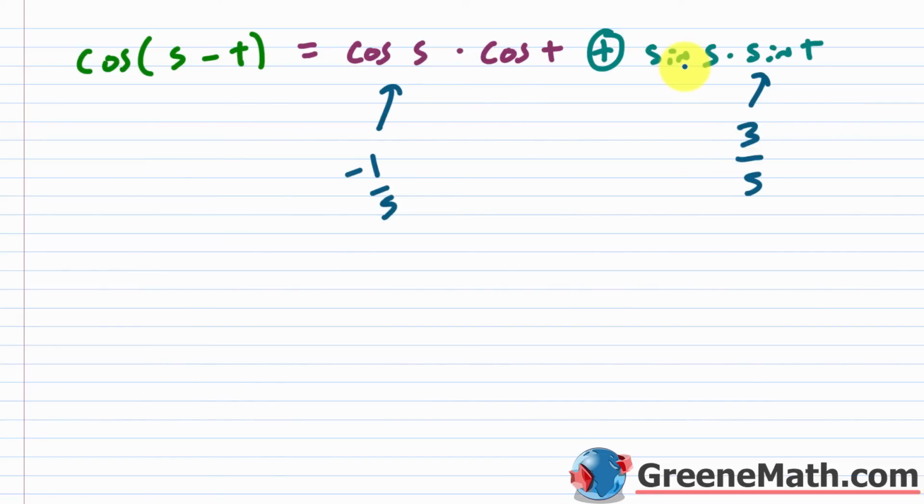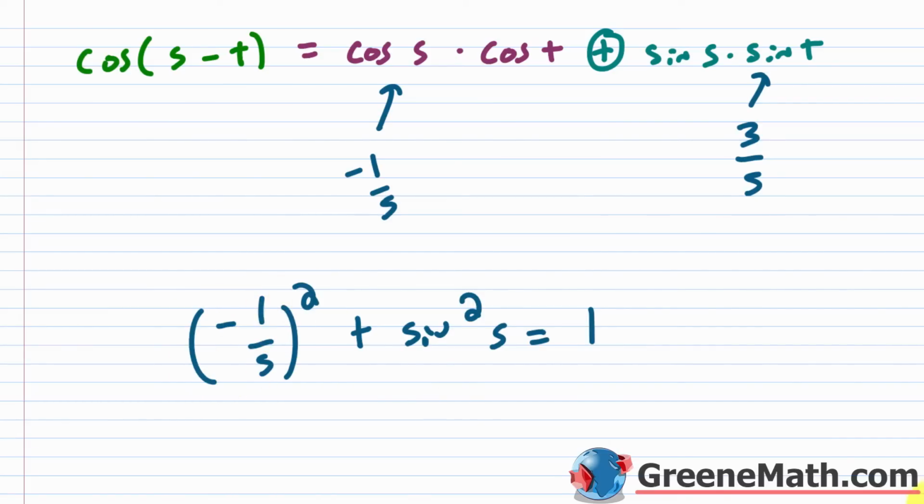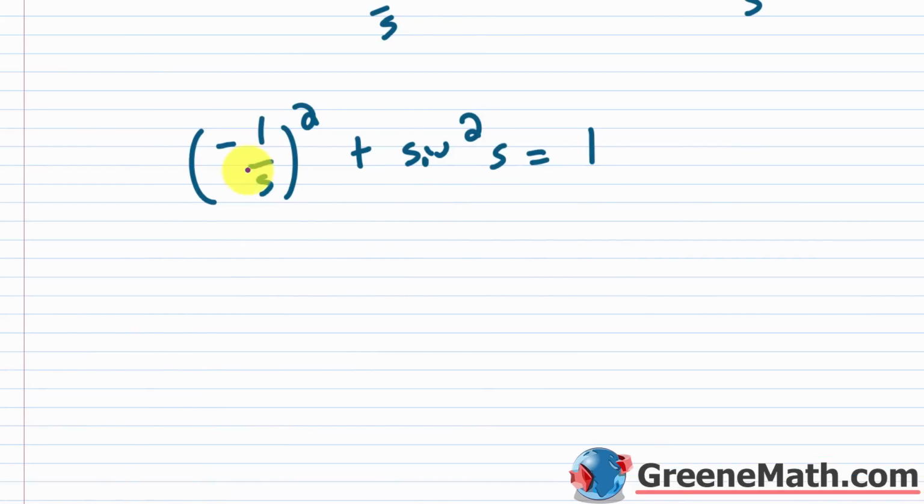Well, some books will tell you to make a sketch, but you really don't need to do that. You can use your Pythagorean identity. I think it's a little bit quicker. So what you can do is say that cosine squared s plus sine squared s would be equal to 1. Now I know what the cosine of s is. It's -1/5, and I just want to square that. We'll say that -1/5 squared is going to be 1/25, and then plus sine squared s is equal to 1.